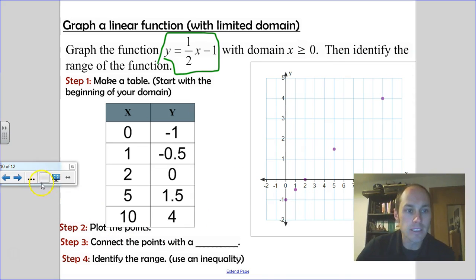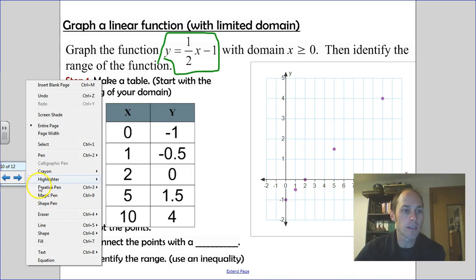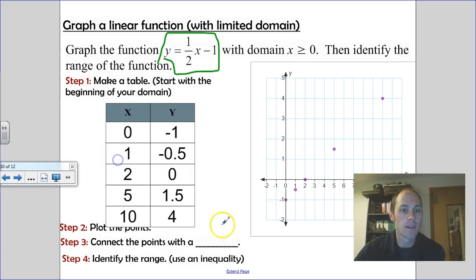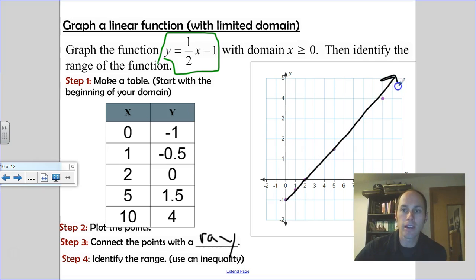We'll connect our points. Now, we haven't learned our geometry yet, but you're going to connect it with an array, okay, because it's a limited domain. It's starting at this point. That's the smallest it could be. And it continues through there because x is greater or equal to 0. Okay, it's anything greater than 0.